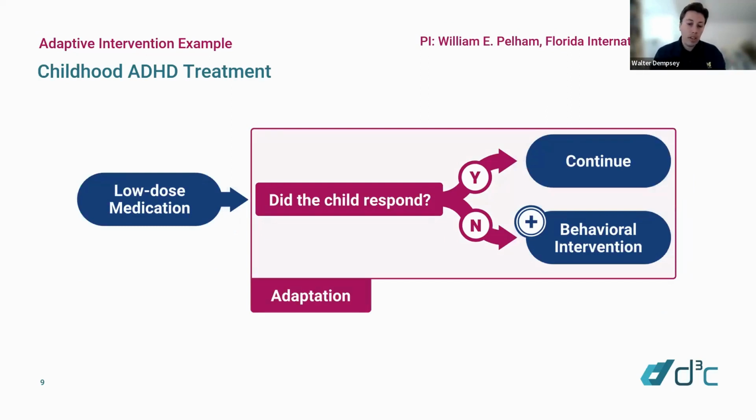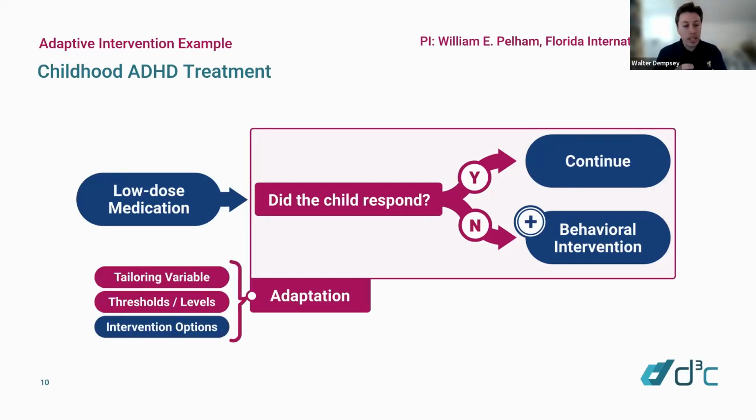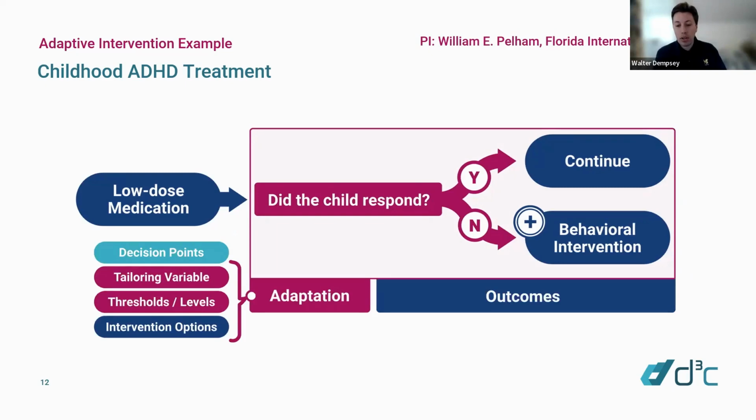And so this sequence here that we just talked about, we think about as an adaptation. It's using the ongoing or dynamic information about the individual to decide whether and how to intervene on the person. It combines the tailoring variable, the thresholds and levels, and the intervention options to decide what to do. And it's guided by the outcomes of interest.